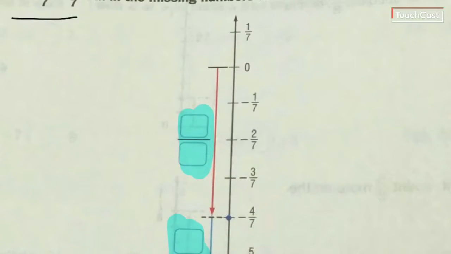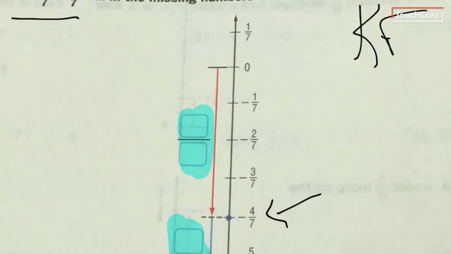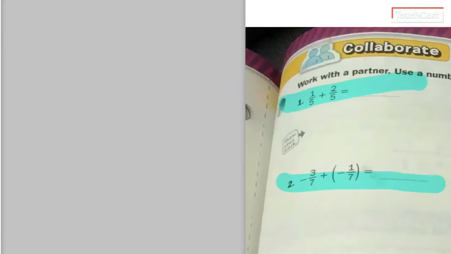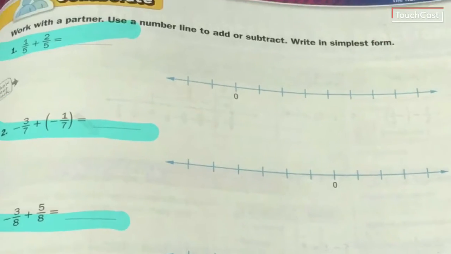Okay, the next one says, find negative 4/7 minus 2/7. Fill in the missing numbers in the diagram below. Okay, you can see which part is the first part, and then the second part. They want you to fill in the fractions that are given to you in the problem. Don't forget your KFC that you learned with subtracting integers. Same thing applies with the fractions. You want to make sure you do that, especially if you're having a hard time.